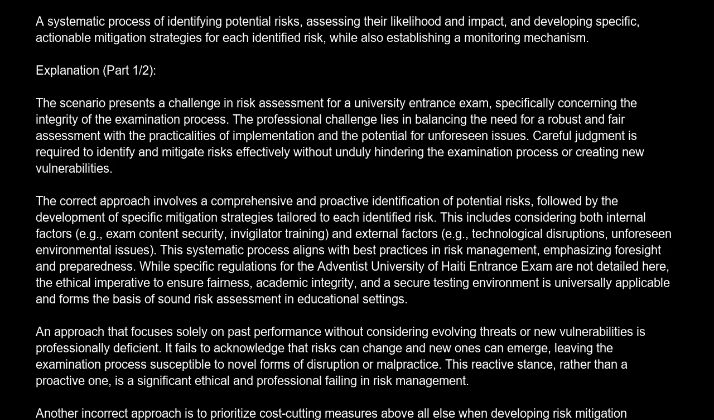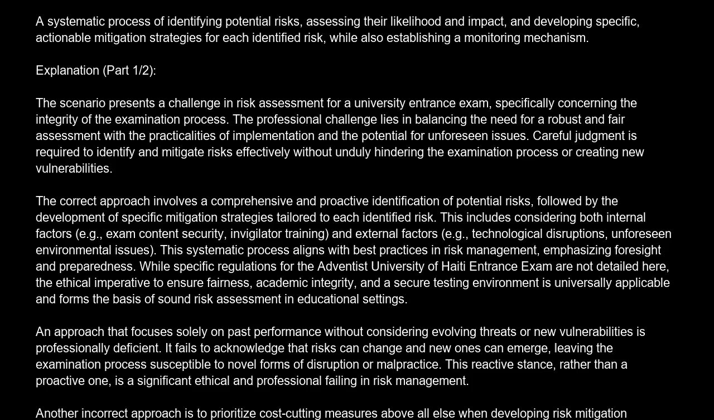Explanation. The scenario presents a challenge in risk assessment for a university entrance exam, specifically concerning the integrity of the examination process. The professional challenge lies in balancing the need for a robust and fair assessment with the practicalities of implementation and the potential for unforeseen issues. Careful judgment is required to identify and mitigate risks effectively without unduly hindering the examination process or creating new vulnerabilities.